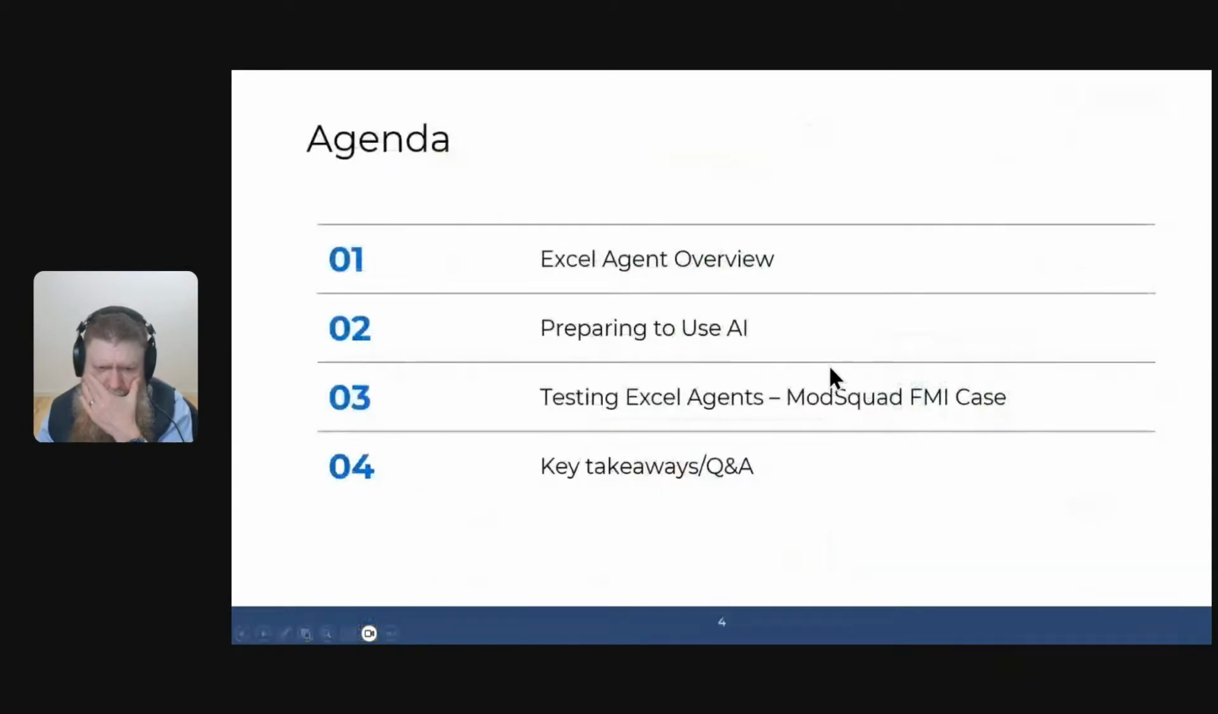All right. So what I want to talk about is a little bit of an overview of agents, briefly about preparing to use AI. Then I want to share a little bit from an episode of a podcast, and I'll pause at some points and talk about it. And you can ask questions of testing Excel agents, and then I'll give my key takeaway. And if we have time, there is one file I'd like to jump into and share a few things in it.